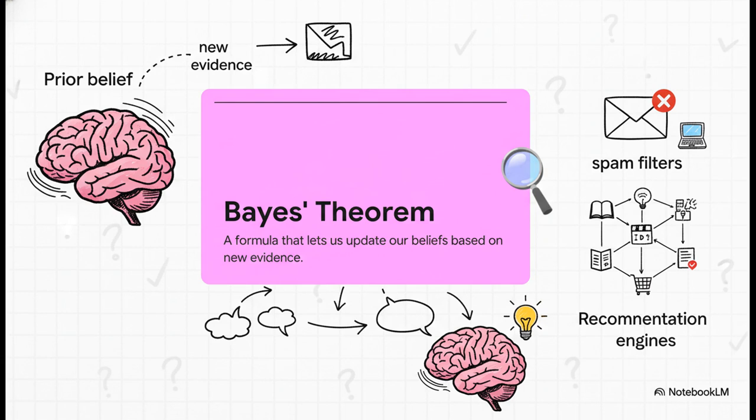Now, don't worry about the complex formula for a second. Just focus on the idea. Bayes' theorem is basically a mathematical recipe for learning. It tells you exactly how you should update your beliefs when you get new information. You start with what you think is true, your prior belief, you get some new evidence, and the theorem gives you your new, updated belief. This is the logic that powers everything from your email spam filter to Netflix's recommendation engine.